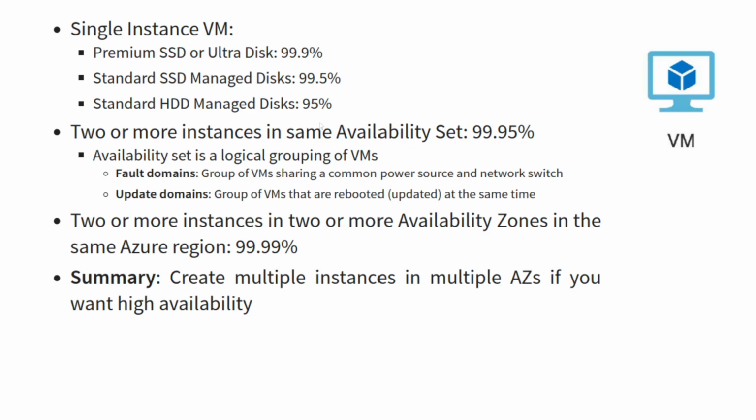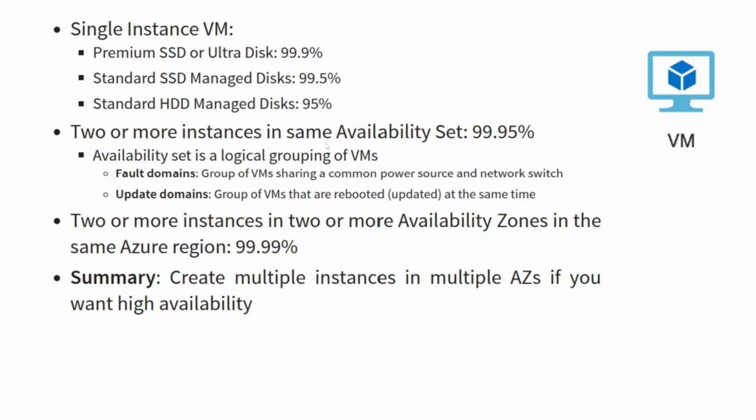Apart from that, we also have an option called availability set. Whenever you have two or more instances running in the availability zones, we have an option called availability set. What is this? This is just a logical group of virtual machines. Here we have two types of options given in the availability set: the fault domains and the update domains.